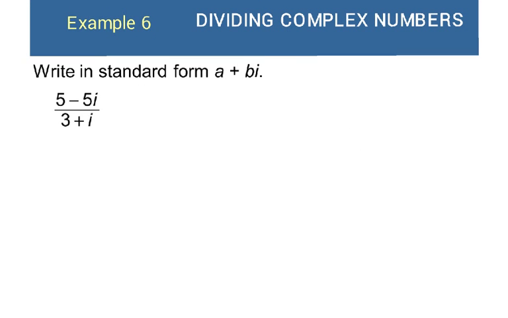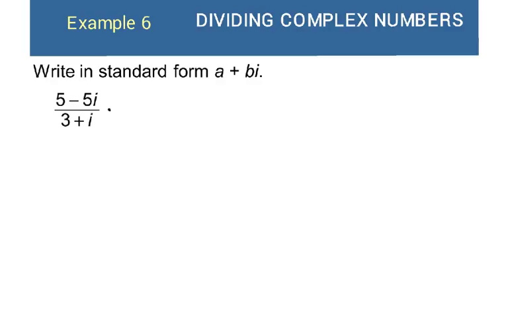Okay, last thing here. So we're asked to write this value here that we're given in standard form, a plus bi. How we're going to do that is similar to how we did this before, writing a complex fraction in standard form. So let's get started. How I'm going to show you how to do this is we're going to apply the theorem about our conjugates.